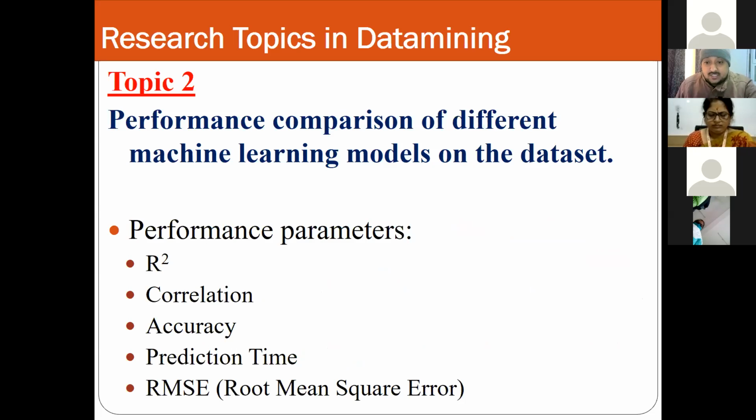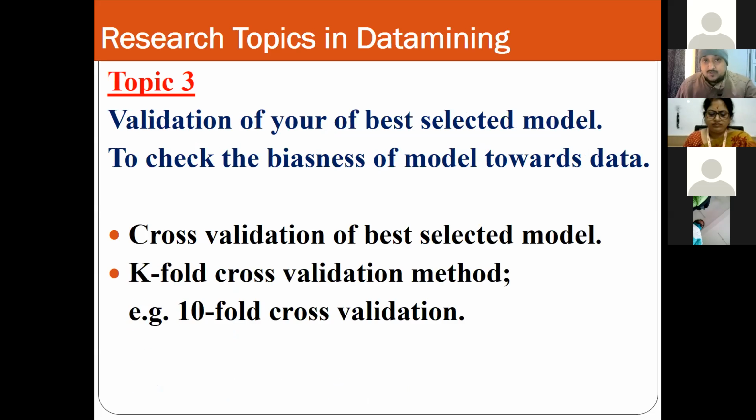Either we are using the R scale, correlations will be there, accuracy, prediction time, and root mean scale, on the different data sets we will analyze. So we can also check. Similarly, the validation of your best selected models, and most of the time you have to go for the cross validation, stratified cross validation, to check whether that particular model is biased toward the data or not, because biasness is a very important thing.